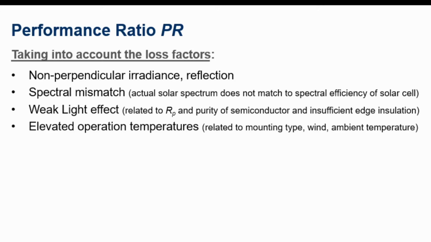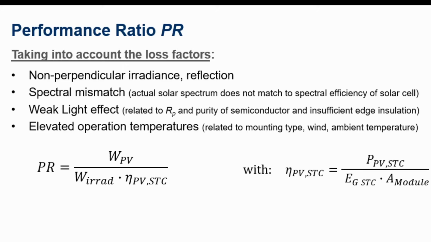Elevated operation temperature. This is related to the mounting type, the ambient temperature and wind and so on, as you saw before when we discussed the NOCT. This is the performance ratio: you have the energy output of the photovoltaics divided by the irradiance value times the nominal conversion efficiency at standard test conditions. The conversion efficiency is the power output under standard test conditions divided by the irradiance under standard test conditions, which is exactly 1000 watt per square meter, times the area of the module.